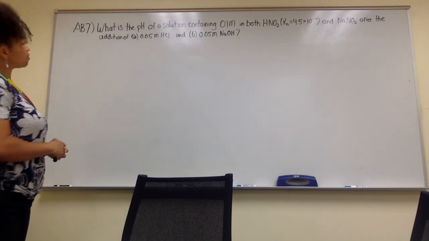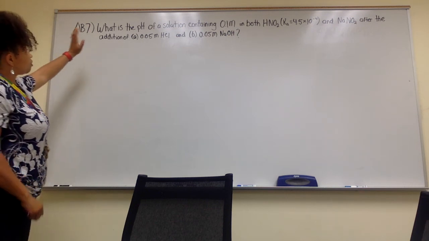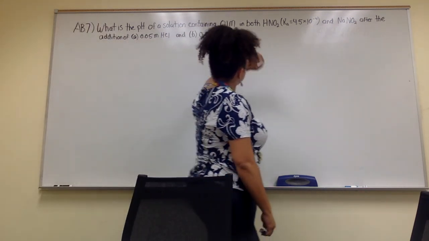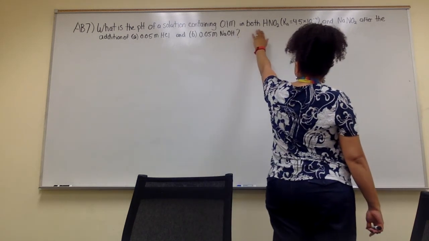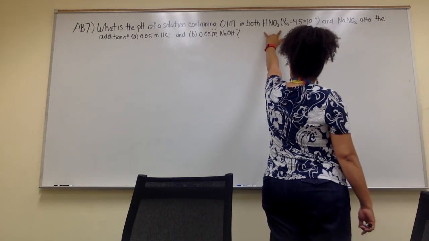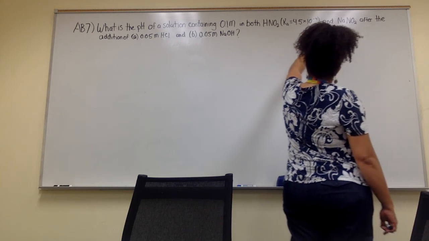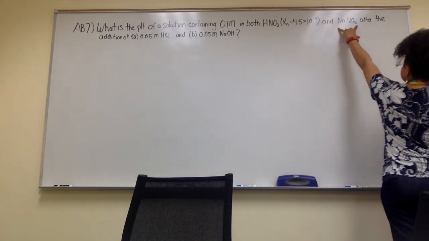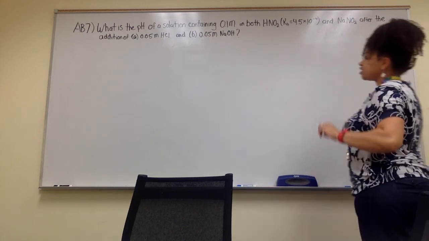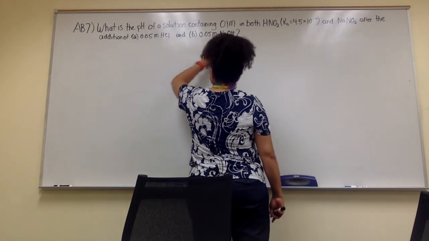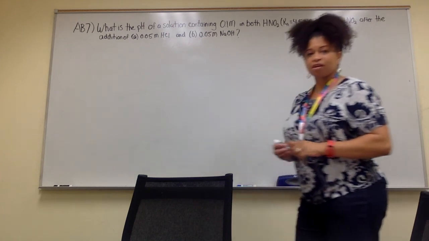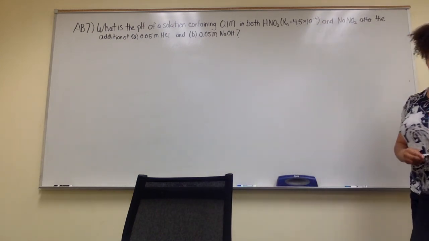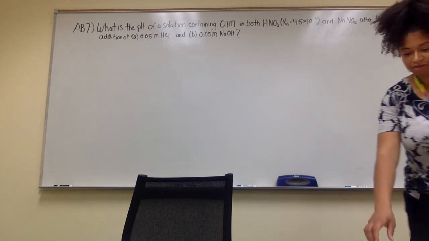So here's what we got. The question is, what is the pH of a solution containing 0.1 molar in both HNO2, which is a weak acid, and NaNO2 after the addition of some acid and some base? So before we start talking about adding anything, let's consider what we have to begin with, the buffer.